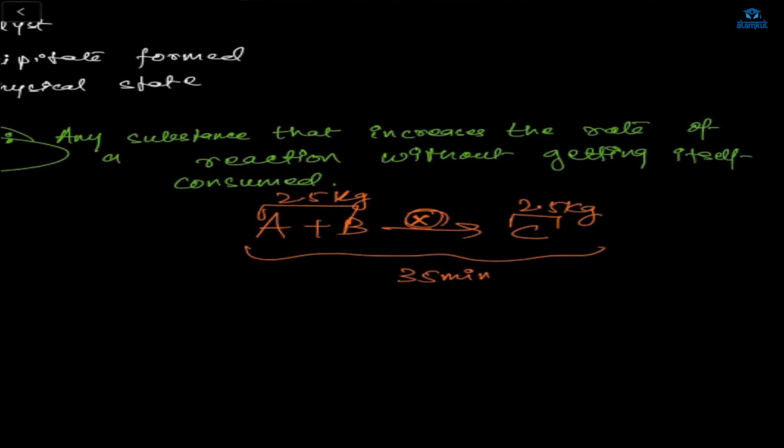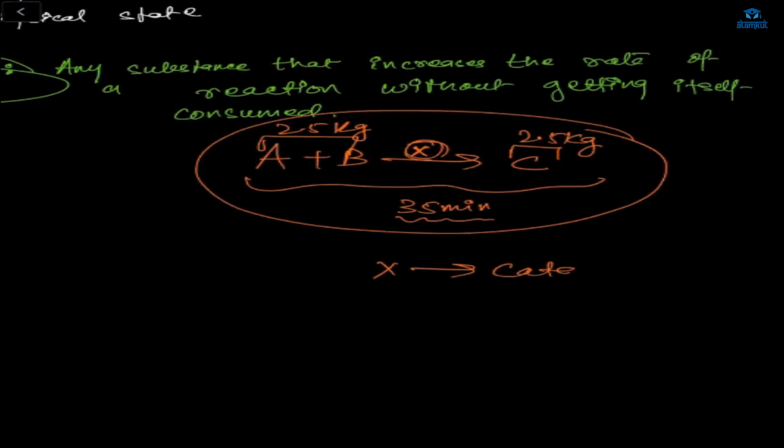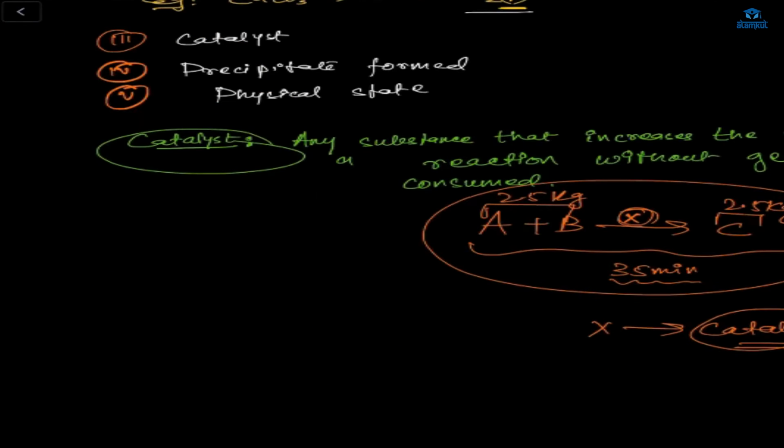For example, here my total reaction time is 35 minutes. But X will increase the reaction rate. Maybe all the reaction will happen in only 10 minutes, not in 35 minutes. It will not get consumed. Okay, so here we will call X a catalyst. Okay, done? Yes, done.